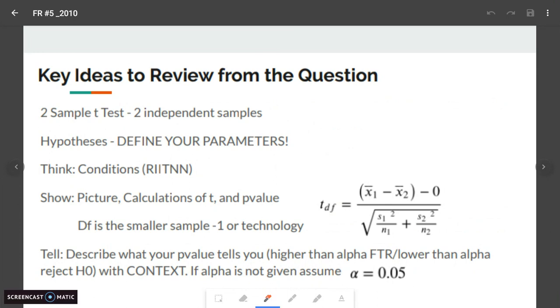Now for the tell, describe what your p-value tells you. Higher than alpha, we fail to reject. Lower than alpha, we reject the null, but with context, right? We'll always lose points if we don't have the context, so everything we do should have context. And remember, if alpha is not given, we assume that alpha is equal to 0.05.